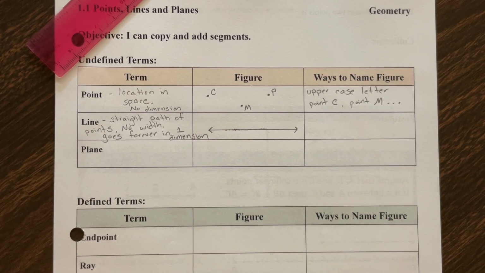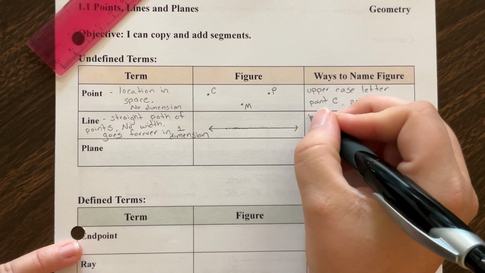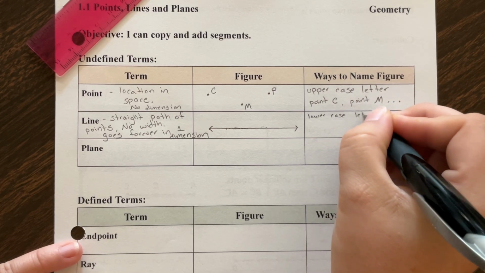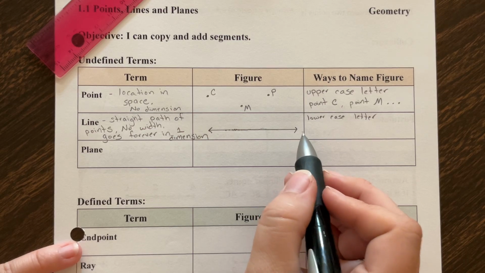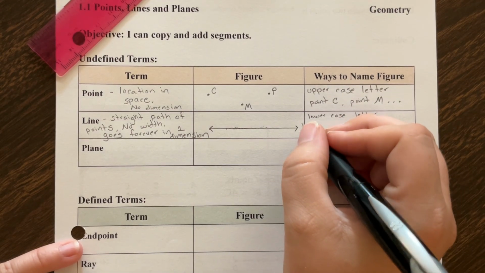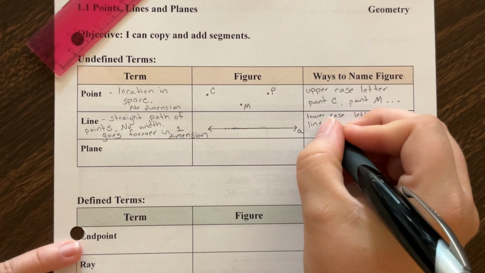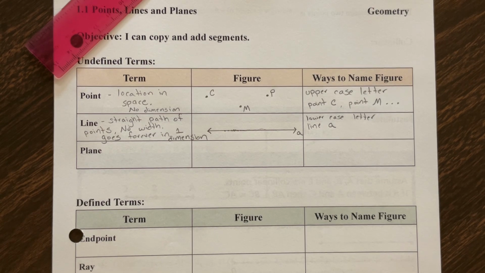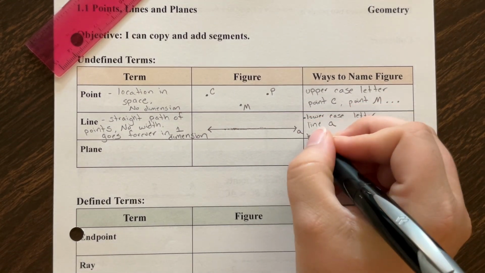And there are really two basic ways to name a figure. First of all, you can just name it with one single lowercase letter. And we put that lowercase letter near one of the arrows, usually. So like a, I would call this line lowercase a. If it's an uppercase letter, it's a point. So here, lowercase letter. So that's one way of naming it.